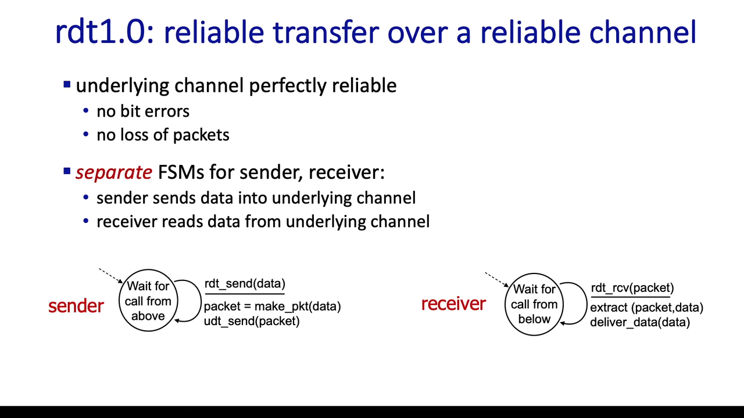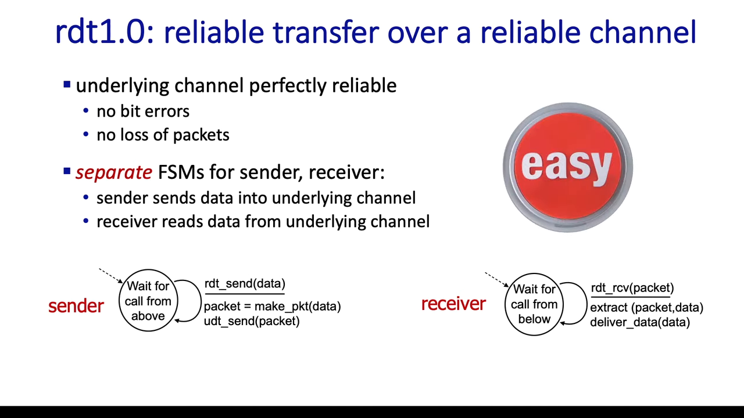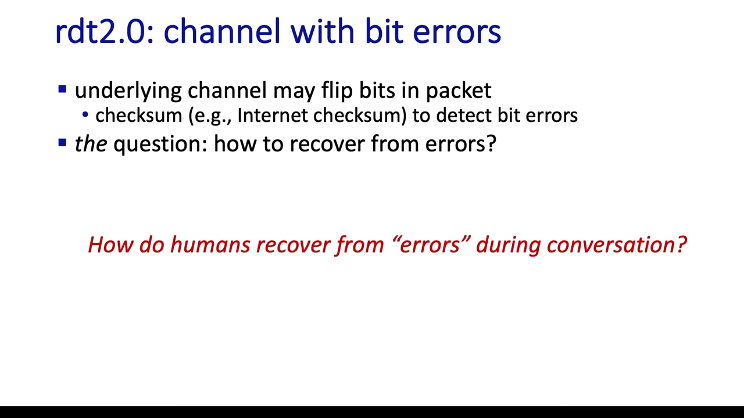On that event, the receiver extracts the data from the packet and delivers the data to the application layer above. Now, that RDT1 protocol was ridiculously simple because the underlying channel between the sender and receiver itself was reliable. So the sender and receiver didn't have to do anything more than really send and receive. But now, let's think about what the sender and receiver need to do when the underlying channel has impairments.